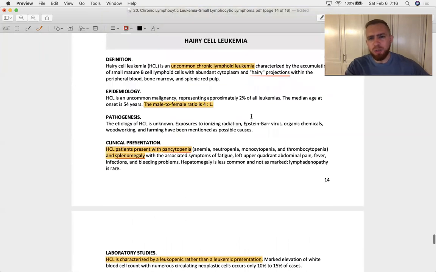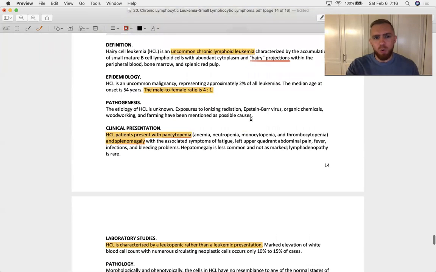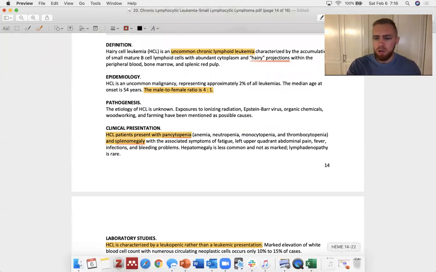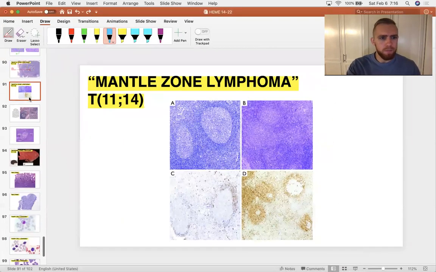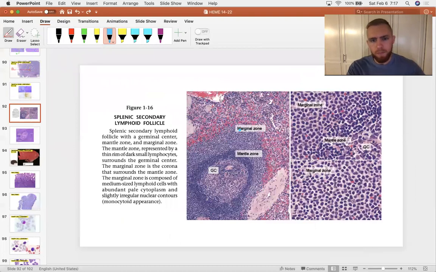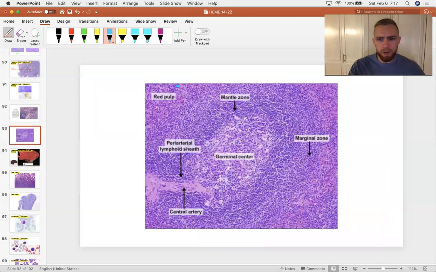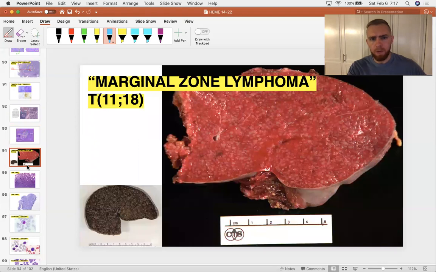So then hairy cell leukemia. Last one we'll talk about. It's a hairy cell, right? So here's your marginal zone right outside the mantle zone. I know we're backtracking a little bit, but I do have a few slides. Here's, again, germinal center, mantle zone right outside that, marginal zone right outside the mantle zone. It's a little less dense than the mantle zone.